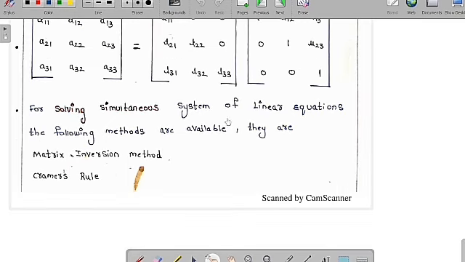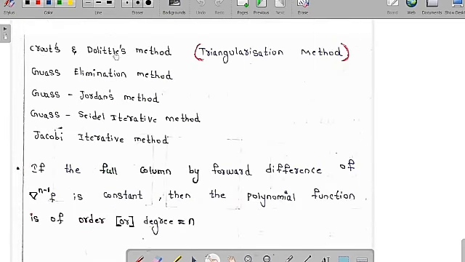For solving simultaneous systems of linear equations, the following methods are available. I have already told you how to figure out the unknown values of the linear equations. There are so many methods: the matrix inversion method, Cramer's rule, Crout's and Doolittle's method, also called the triangulation method, Gauss elimination method, Gauss-Jordan method, Gauss-Seidel iterative method, and Jacobi iterative method. These are the different methods by which we can solve linear equations.